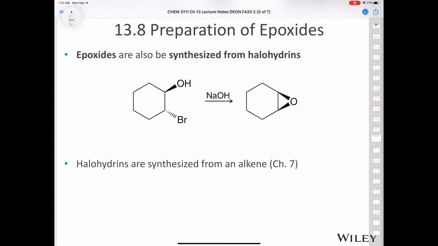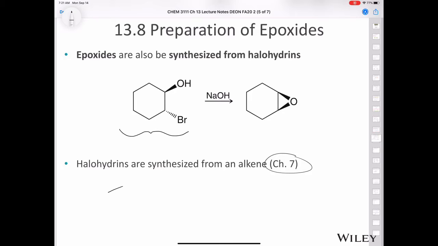Now we're going to look at a new way to make an epoxide. It says epoxides are also synthesized from halohydrins, and you should remember that when you have a bromine and a hydroxyl on adjacent carbons like we do in this molecule, this is called a halohydrin. And we learned how to make halohydrins way back in chapter 7.